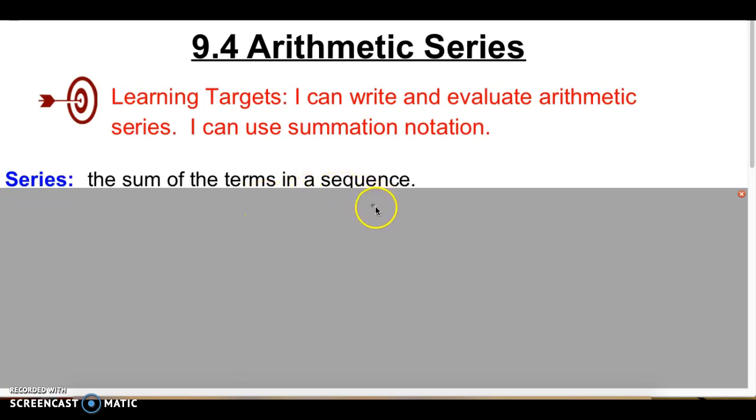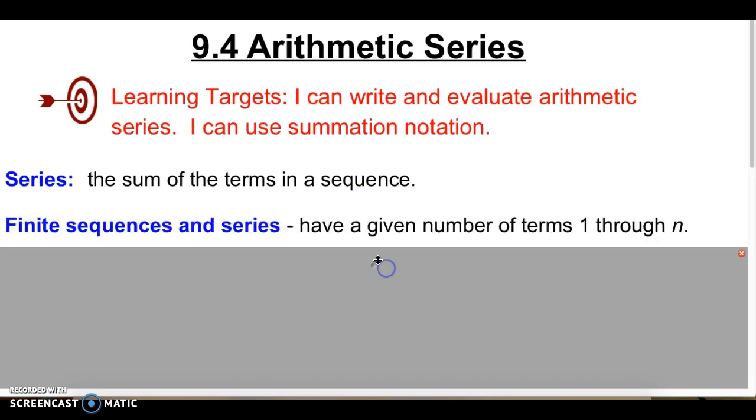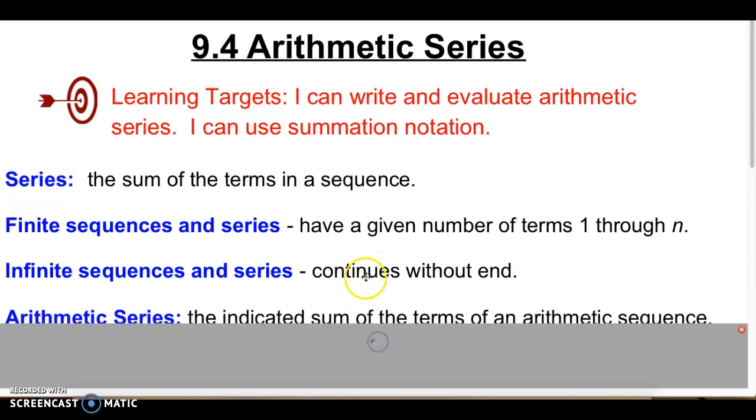A series is the sum of the terms in a sequence. We learned before that a sequence is a list of numbers. So a finite sequence and series have a given number of terms, 1 through n. And an infinite sequence or series continues without end. We're just going to find sums of finite series of arithmetic nature.